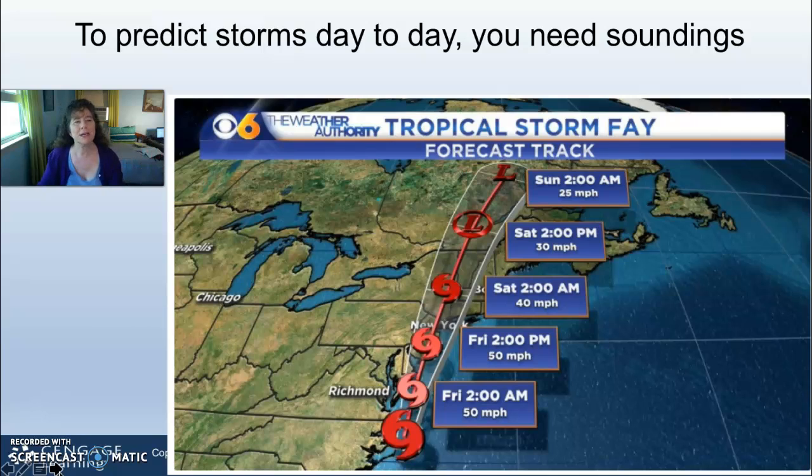So to predict storms day-to-day, you need soundings. This is just from Tropical Storm Faye that was in July of 2020. So you need soundings to do that. You may think you only need radar. Soundings are critical as well. And in some ways, there's no way the radar would work well without the soundings, and the soundings can work better with the radar.